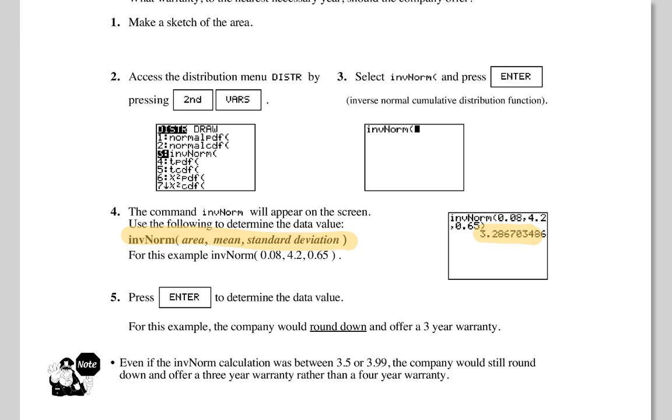And we talked about this yesterday. The company rounds down and they're going to offer the 3-year warranty.